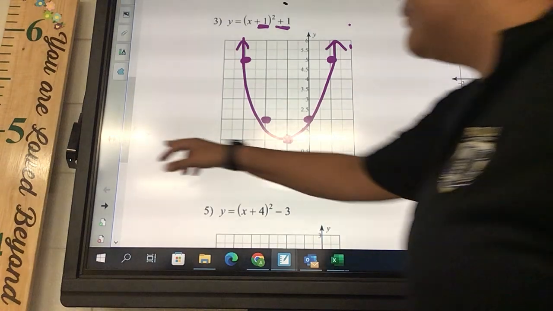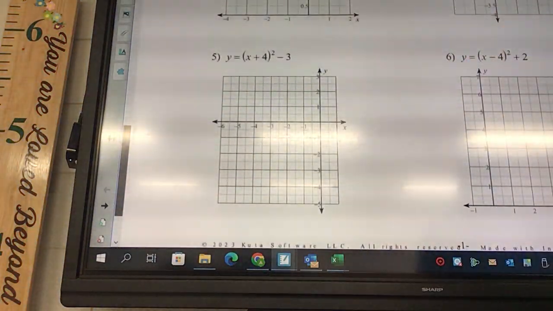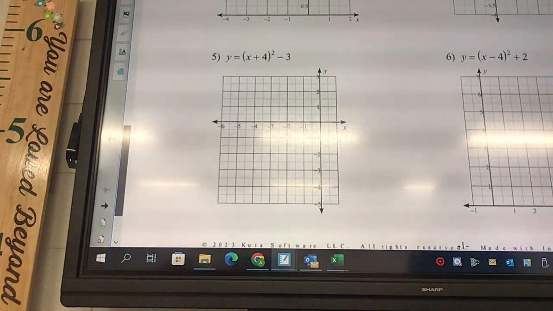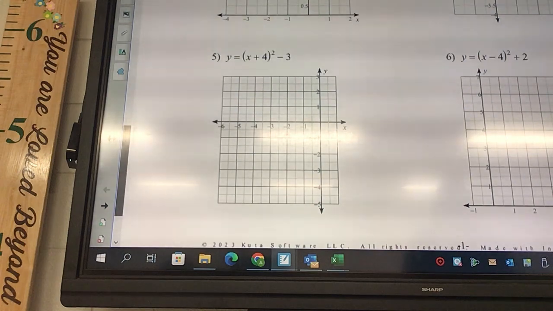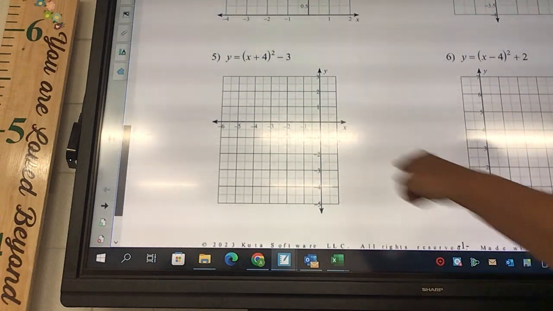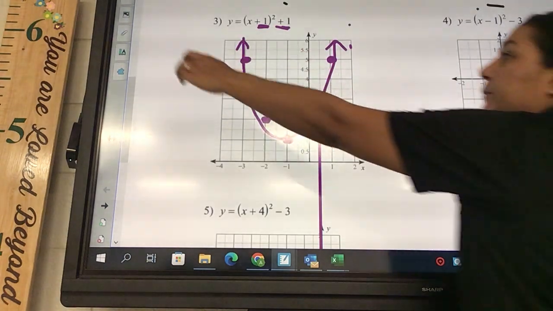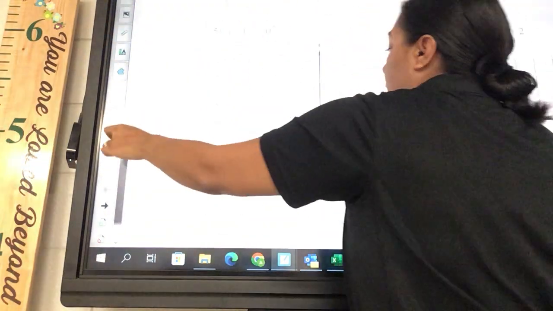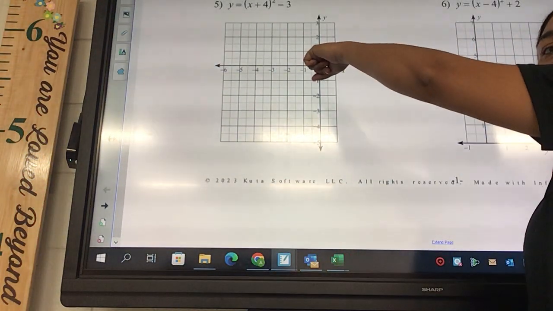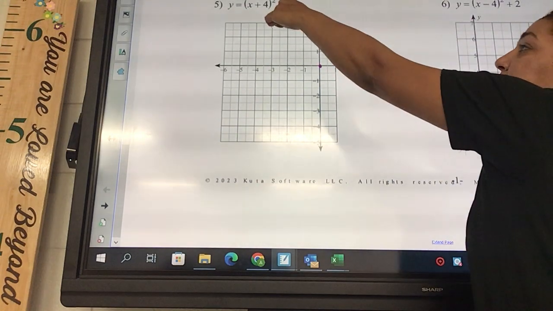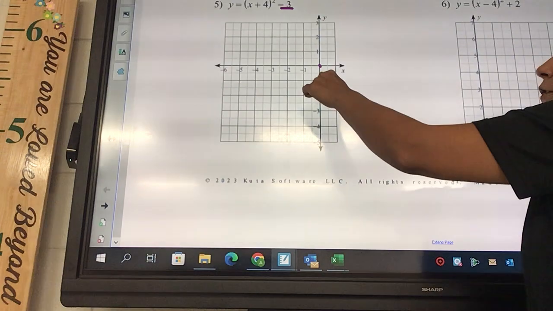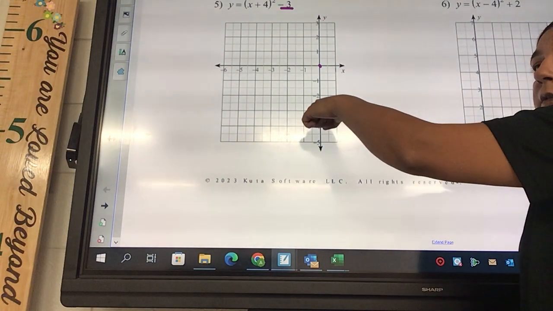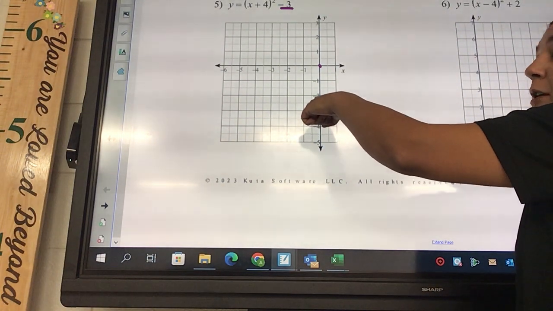Okay, look at five. Again, we're starting our pencil where? Where should you always put your pencil to start before you even count? Zero. On zero. So put your pencil on zero. It's right here. Put your pencil there. What does this minus three do? It's going to go down three. So we're going to go one, two, three, and we're here. We're not making a dot yet, but we're here.